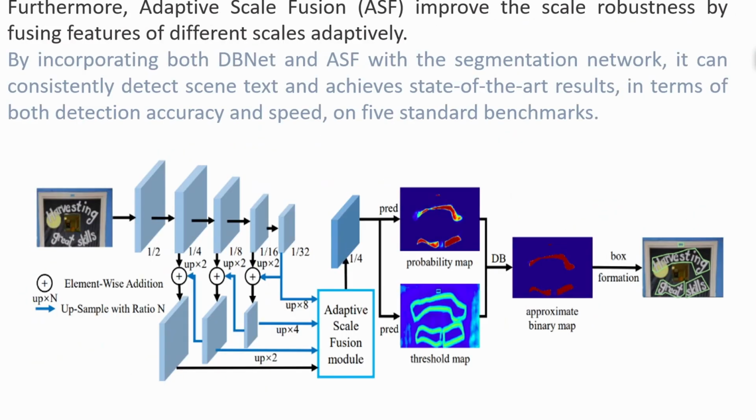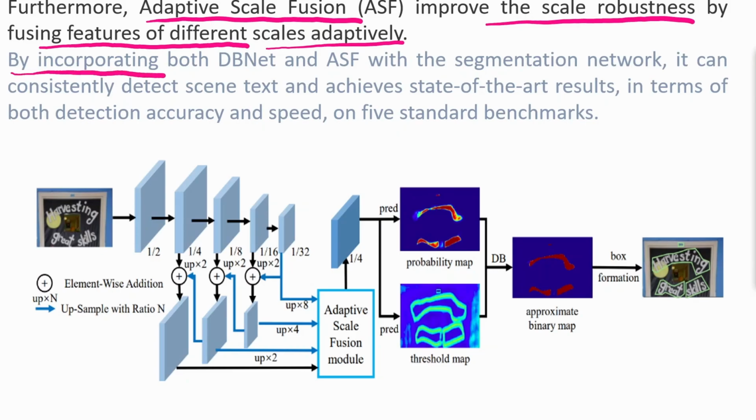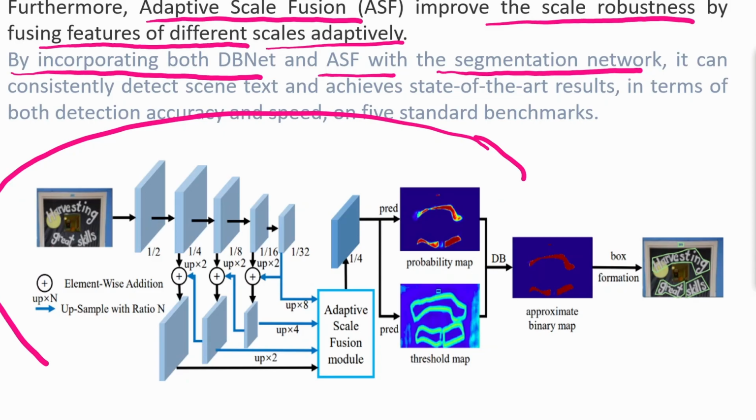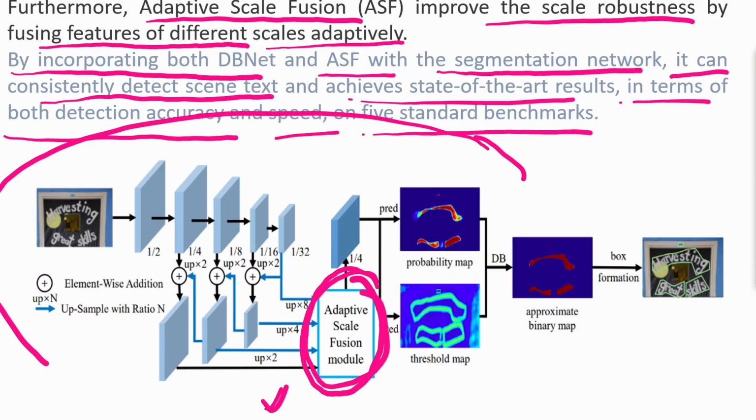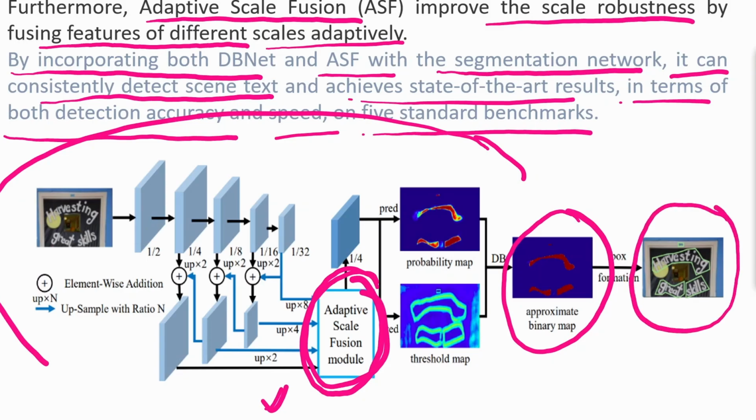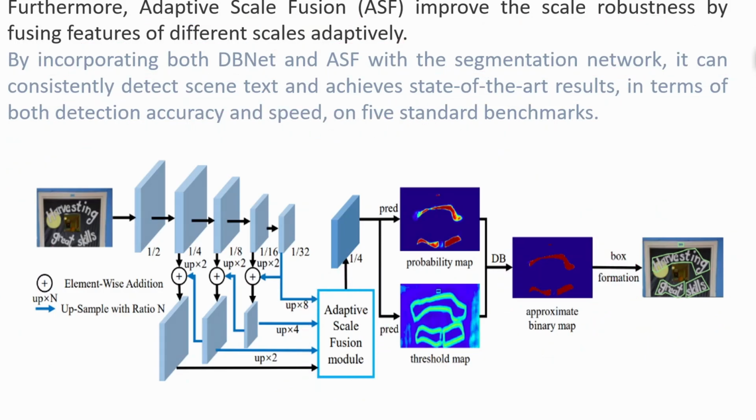With DBNet we can add ASF, adaptive scale fusion, to improve the performance of DBNet. It improves the scale robustness by fusing features of different scales adaptively. By incorporating both DBNet and ASF with the segmentation network, we add here an adaptive scale fusion module. Then it can consistently detect text and achieve state of the art results in terms of detection accuracy and speed on 5 standard benchmarks. Basically, in the DBNet network we just add another additional adaptive scale fusion module to generate a more accurate approximate binary map, from where the DBNet model will generate the bounding boxes of the text inside the image. So this is the basic idea of how the DBNet model detects the text.